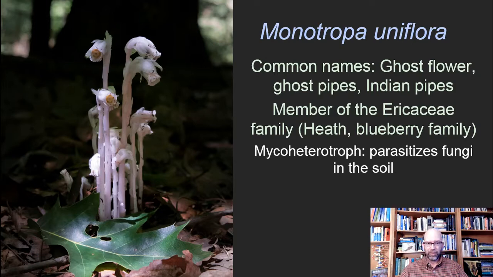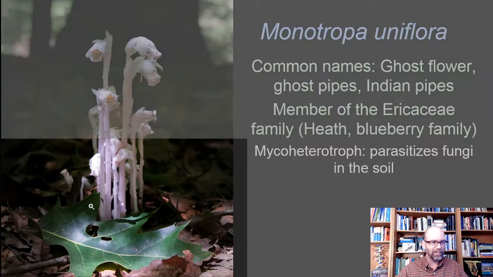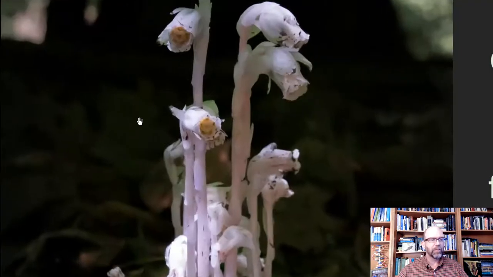But I particularly like this one, and I like this one because I've taken a lot of pictures of it. This is a photo that I took of Monotropa uniflora here in Ohio, relatively common in some forests. And its common name is ghost flower. Ghost pipes, Indian pipes, obviously from its white coloration. So that's the first thing you're going to observe, right? Let's take a closer look at this.